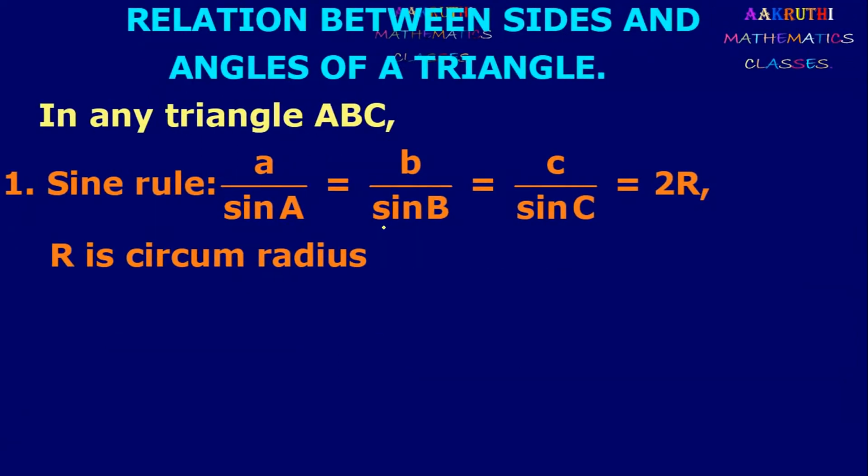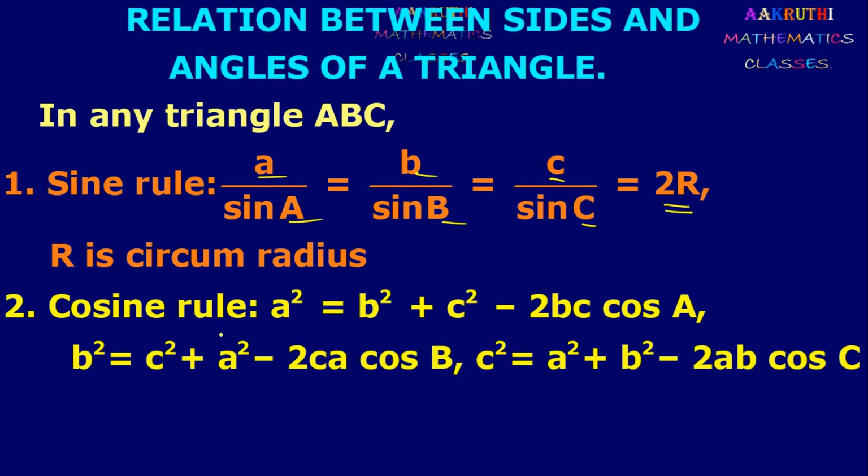So next we have the relation between sides and angles of a triangle in different rules. We have the sine rule first. It is a by sin A equal to b by sin B equal to c by sin C. Here a, b, c are sides, and capital A, B, C are angles. So this is the relation between side and angle. The sine rule is a by sin A equal to b by sin B equal to c by sin C equal to 2r, where r is the circumradius of this triangle ABC.